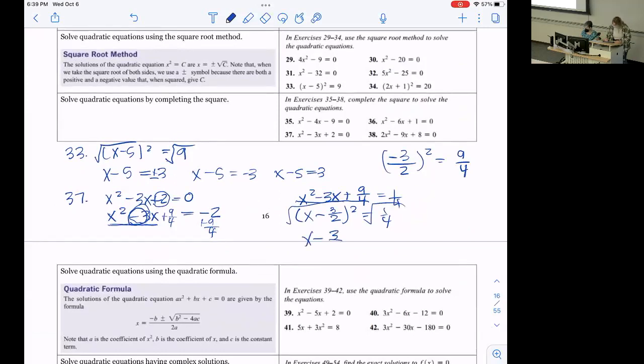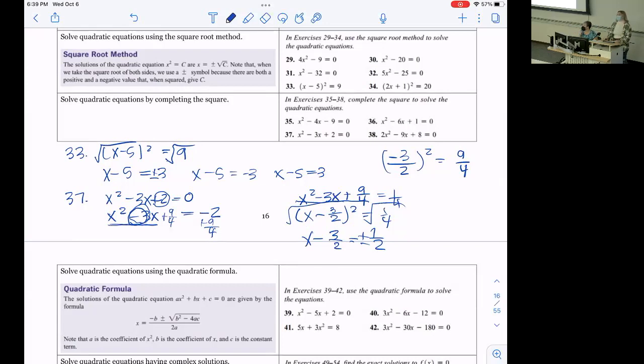That gives you x minus 3/2 equals the square root of 1/4. And we can simplify that to 1/2. And then solve for x. But before we do that, we have to make sure that we put that plus or minus sign on the 1/2. Because anytime you have a squared term, I could say 2 times 2 is 4, or I could say -2 times -2 is 4. All right, questions on that?